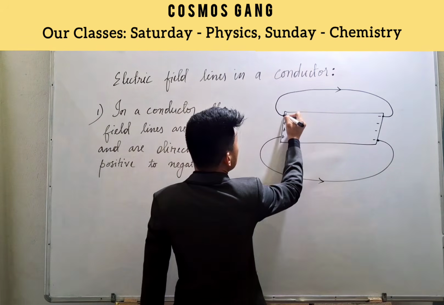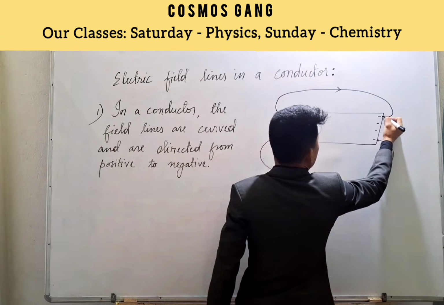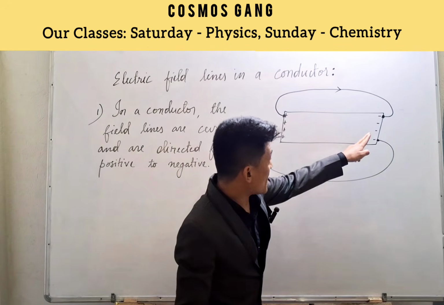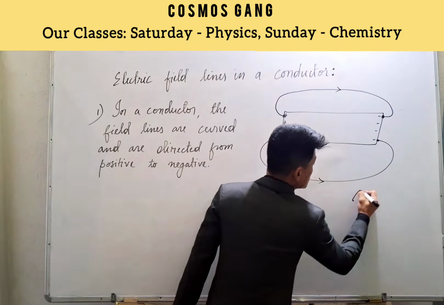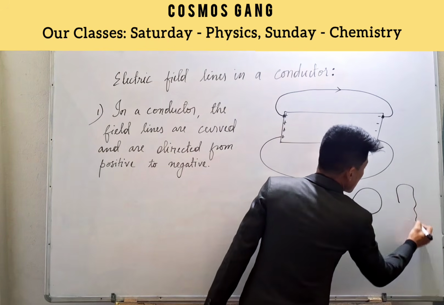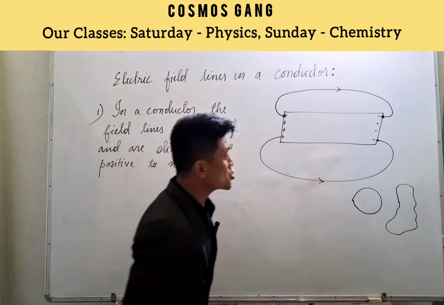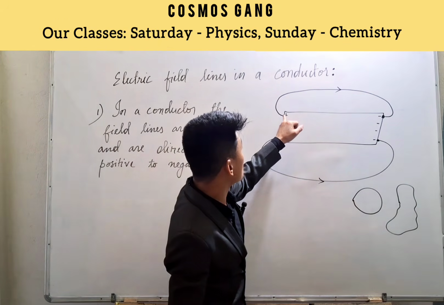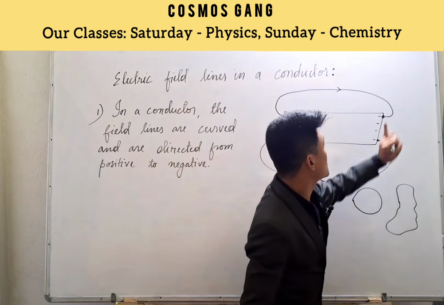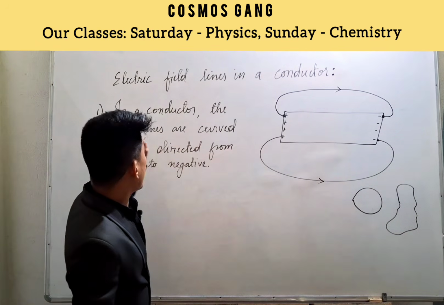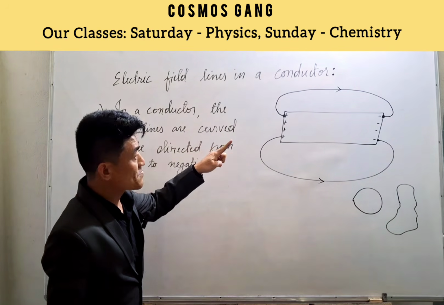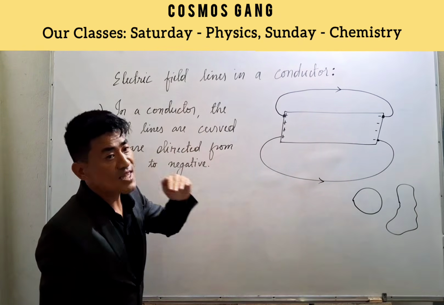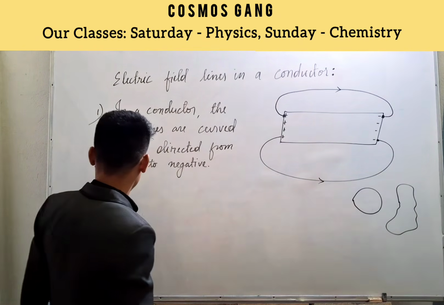We find that it starts from positive and ends at negative. So it has two ends. That means it does not form a closed loop like this or any shape where there are no ends. So these are closed loops, whereas we find that it starts from here positive and ends at negative. So electric field lines in a conductor, or in general, electric field lines never form closed loops.